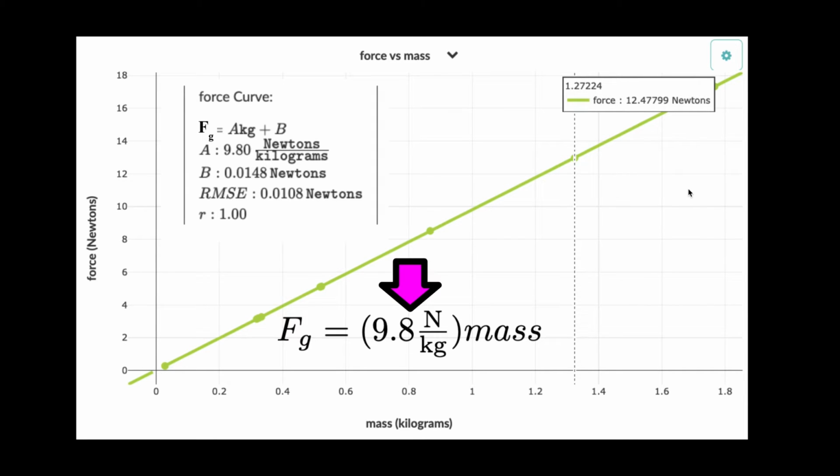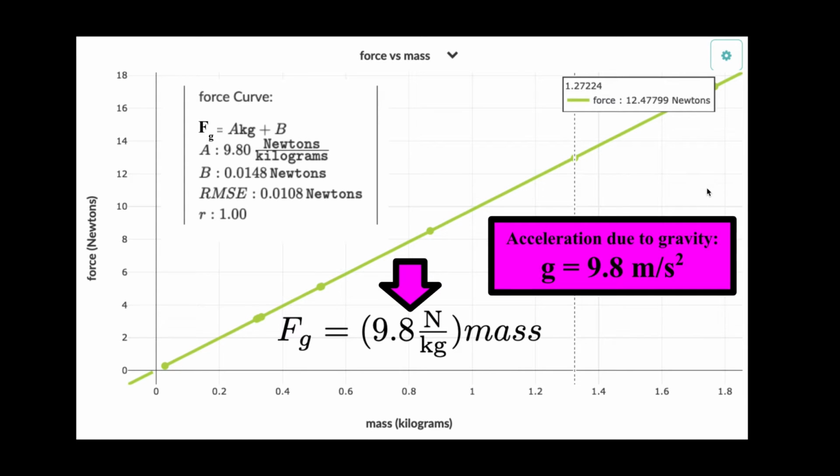Now, that number might look familiar to you because it is the same thing as the acceleration due to gravity, which is 9.8 meters per second squared. And a newton over kilograms is actually the exact same units as meters per second squared because a newton is a kilogram meter per second squared. So this is the same number.